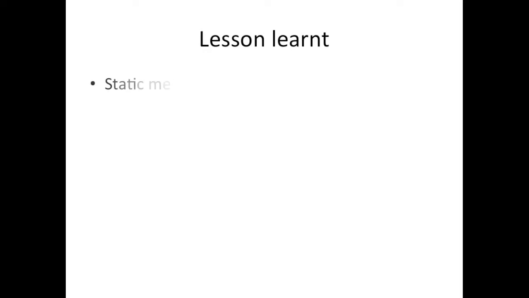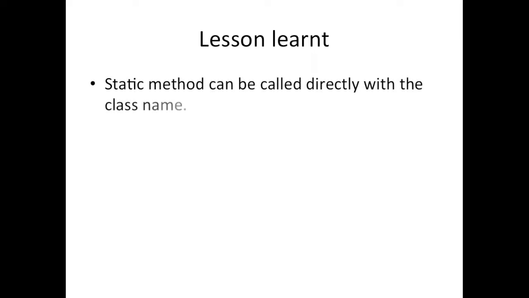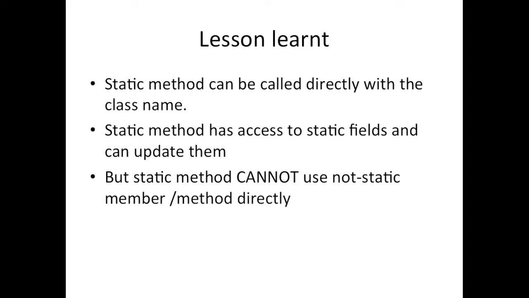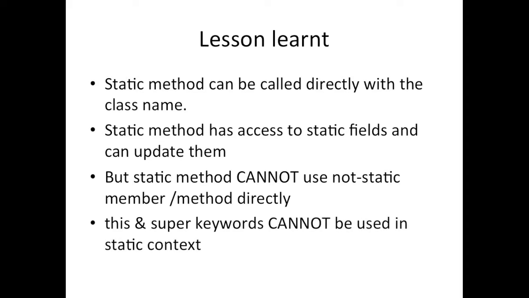Lessons learned. A static method can be called directly with the class name. A static method has access to static fields and can update them, but a static method cannot use a non-static method or member directly. This and super keywords cannot be used in a static context.